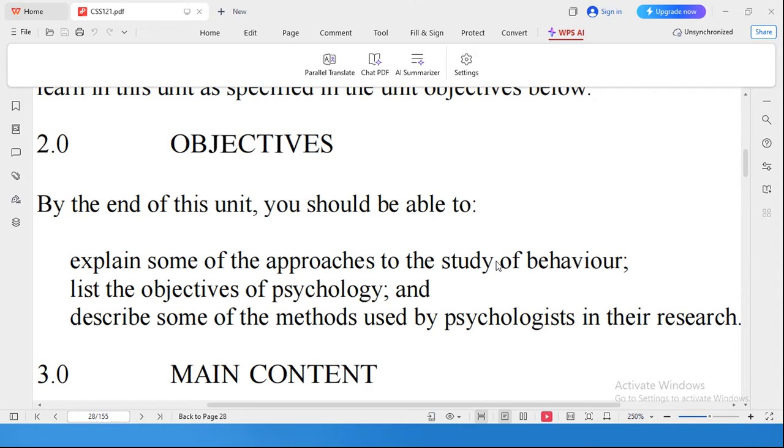Number 4, and the final approach, is the cognitive approach. This approach says behavior is shaped by our thought and interpretation of events. For example, two job seekers attend an interview. Both get rejected. One says, they hate me, I will never succeed in life, and falls into depression. Another says, no problem, I will try another one, and moves forward.